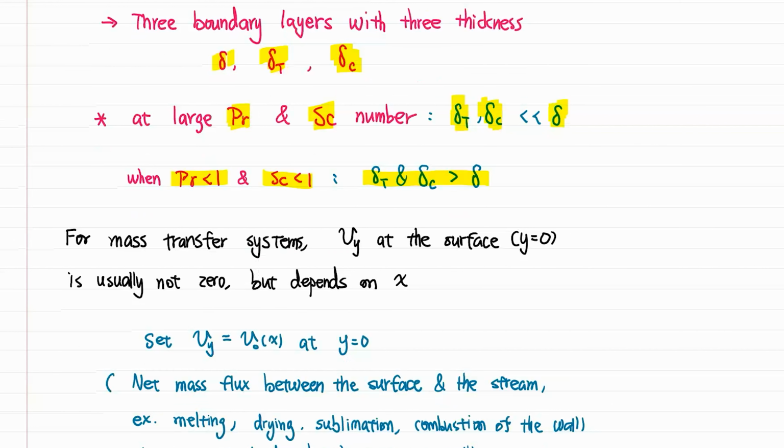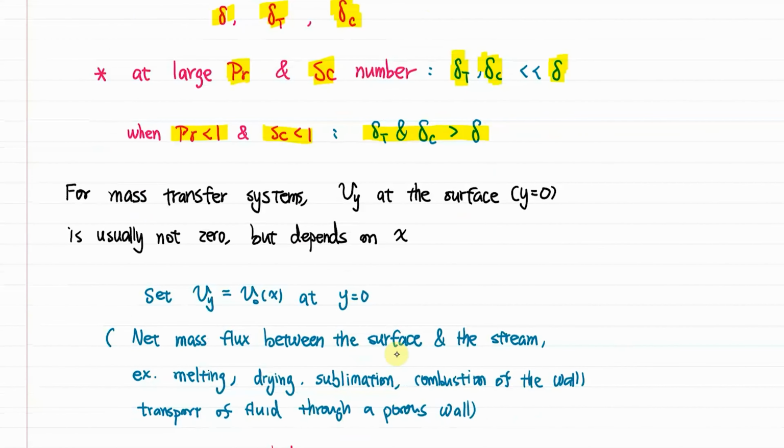Okay, so another thing that we want to keep in mind is that for mass transfer systems, the normal velocity at the surface is usually not zero. Okay, and it would be a function of x. That's because any system or situation that is related to phase change, there is going to be some net mass flux coming out from the surface. So in cases like melting, drying, sublimation, or combustion, or transport of fluid through a porous wall, there would be a net mass transfer in the normal direction from the surface.